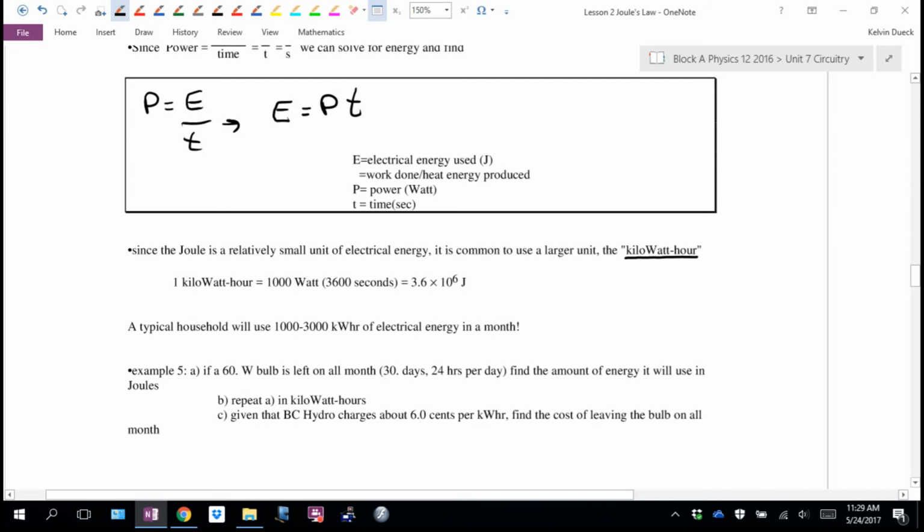1 kilowatt hour is 1,000 watts times 3,600 seconds. 1 kilowatt hour is 3.6 times 10 to the 6th joules. A typical household uses about 1,000 to 3,000 kilowatt hours of electrical energy a month.